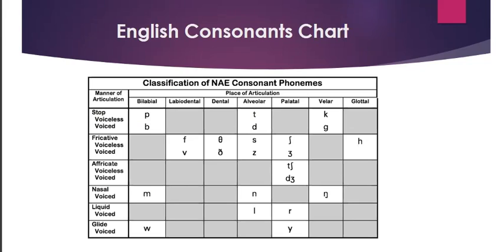Okay, this is the English consonant chart again. Here I'd like to talk about, as you can see in some places, there are two different sounds, okay, making a pair of sounds. This is what we call in English a minimal pair. What is a minimal pair? Do you know the definition of minimal pairs?